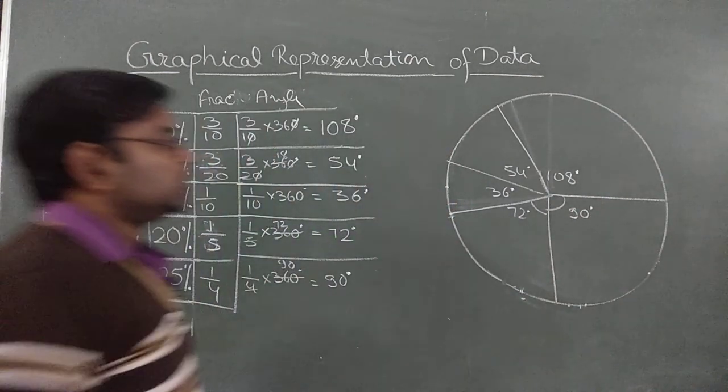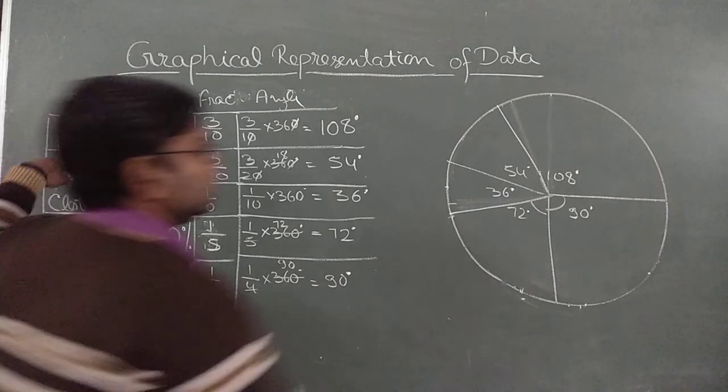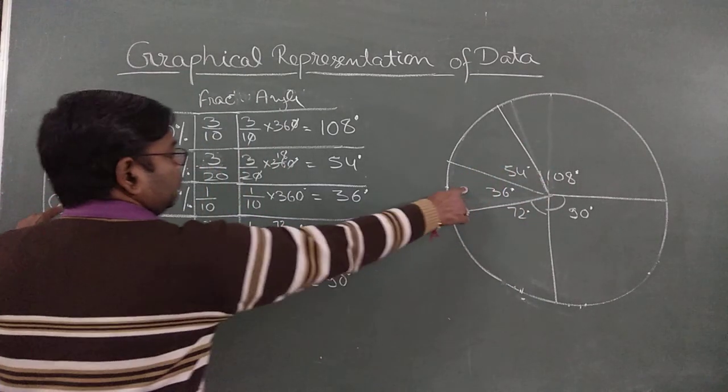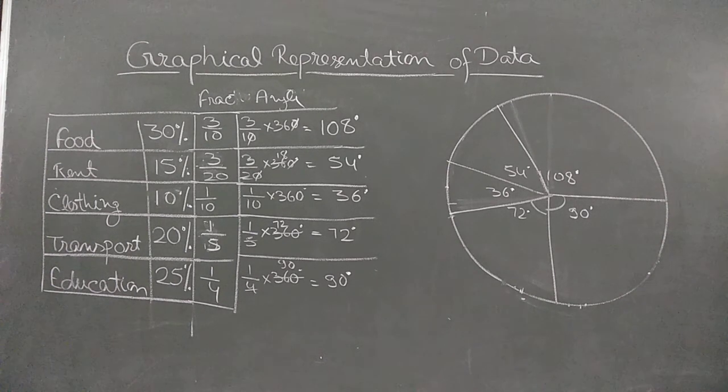Now these are the sectors representing food, rent. From this side: food, rent, clothing, transport, and that one is education. So likewise we can represent the data by using pie charts. So that's all for the topic representation of data by using graphs. Hope you are able to understand this one. All of you solve all the questions given in your exercise. That's all for today. Thank you.